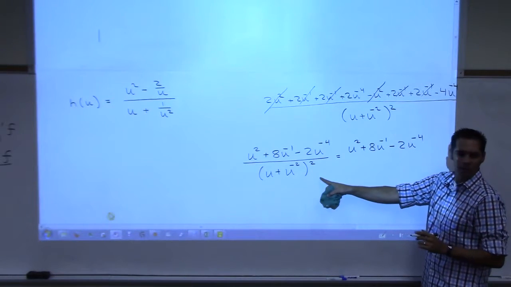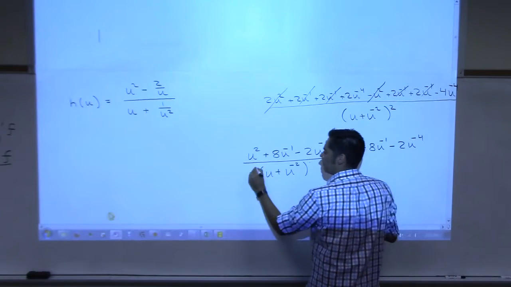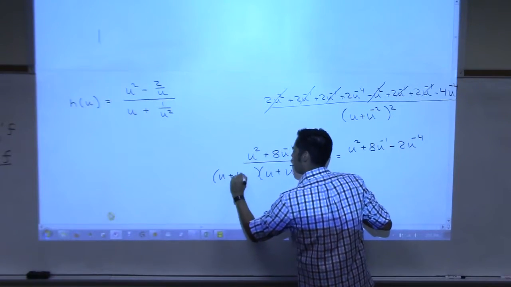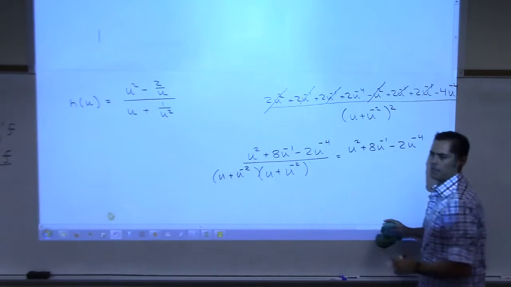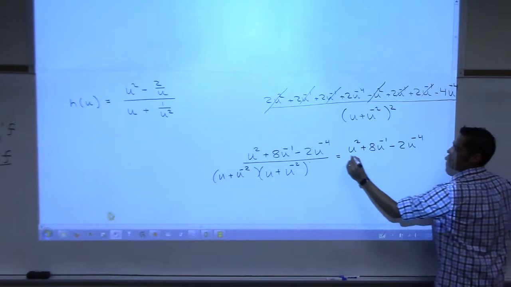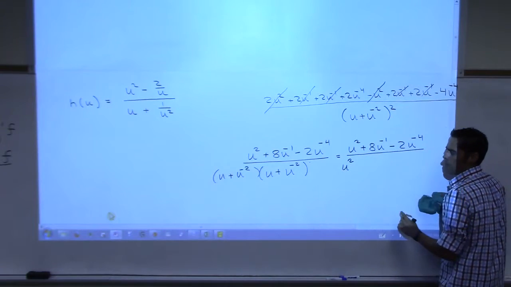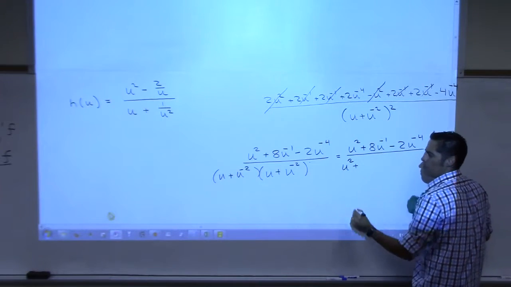So I'm going to try and square it. Okay? So what I'll do is I'll just write it next to itself. I think you can do that, right? We just did worse than that. So what would that be? U squared plus u plus 2 plus u.